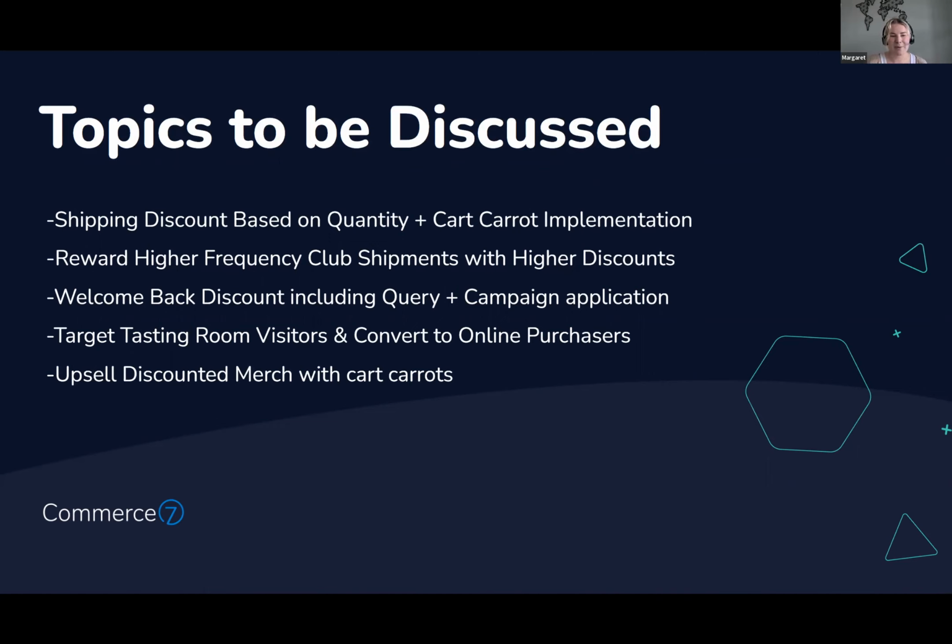First and foremost, we'll be talking about shipping discounts based on quantity and also a cart carrot implementation of this discount. Secondly, how you can reward your customers for signing up for a higher frequency for their club shipments with a higher discount. Thirdly, a welcome back discount for customers that might not have purchased in a while, including how you can query for this information, and then also apply this coupon to a campaign. Fourthly, how you can target your tasting room visitors to convert them to online purchasers with a coupon, either through your transaction email for carryout orders or through a campaign as well. And lastly, how you can upsell discounted merchandise with cart carrots as well.